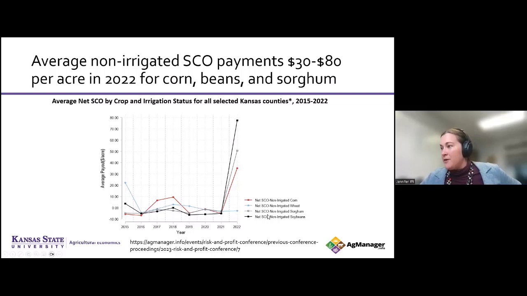And that average for non-irrigated soybeans would have been approaching $80 an acre. For sorghum, the average would have been $50. For corn, it was a little less, but about $35 an acre. And again, going into 2022, the RMA crop insurance prices for crops were higher. The benchmark prices were lower. You also had the harvest price option kick in. So, in those years, the SCO guarantee was effectively quite a bit higher than the ARC guarantee would have been.